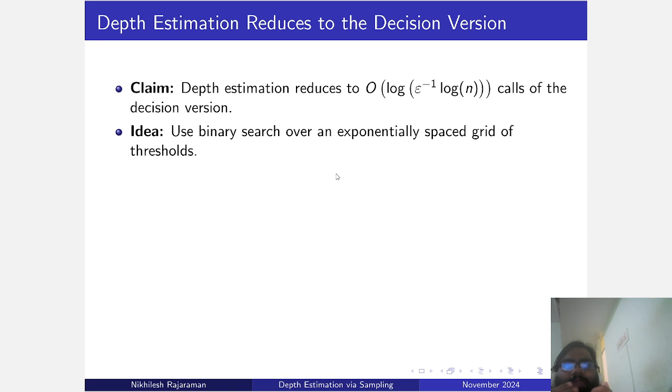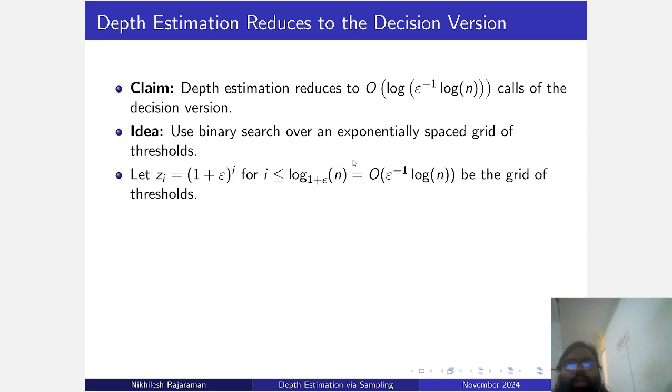So to do this, instead of considering all n possible values for the depth, we'll construct an exponentially spaced grid of order log n by epsilon different thresholds, and we'll only consider these thresholds to be our possible estimates for the depth. And so when we run this binary search to find the correct threshold, instead of log n calls, it is going to take log of log n by epsilon calls, since we're only dealing with this order log n by epsilon sized set of thresholds that we're going to look at. So let's look at this in a little bit more detail.